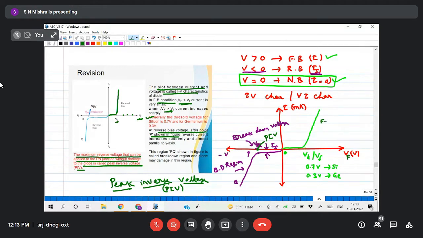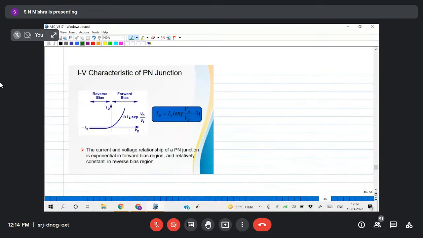So this is your forward bias characteristic. This is your reverse bias characteristic. Forward bias characteristic is in the first quadrant and reverse bias characteristic is in the third quadrant. Any doubt you can ask.